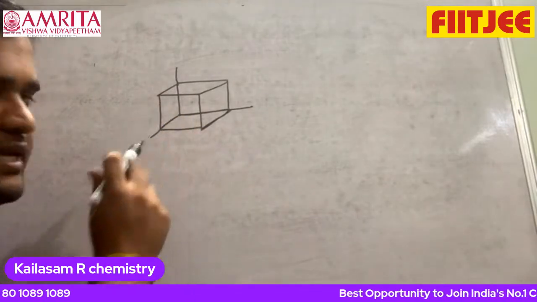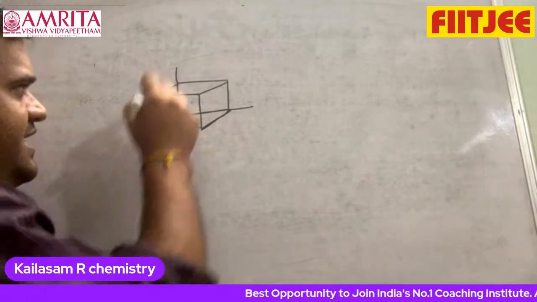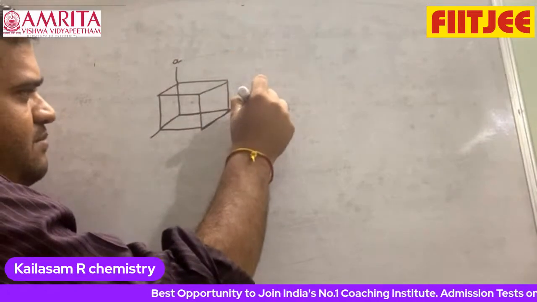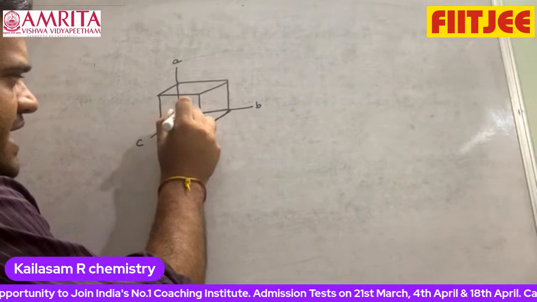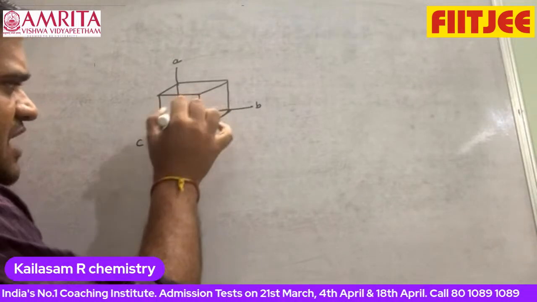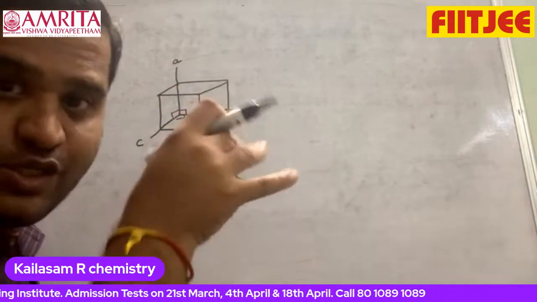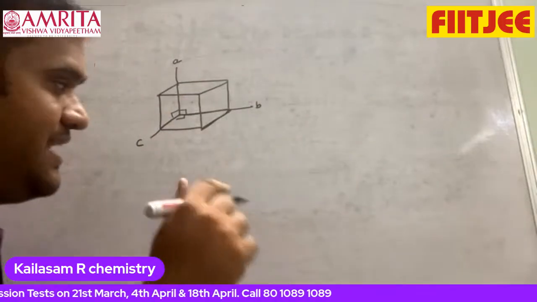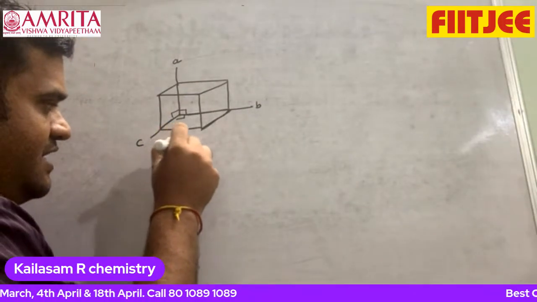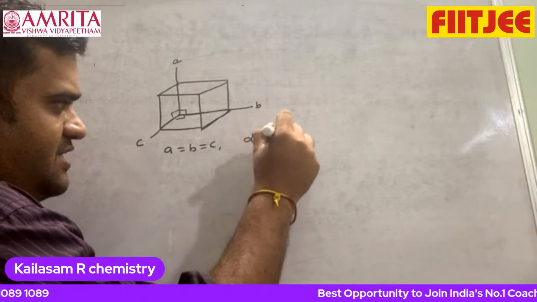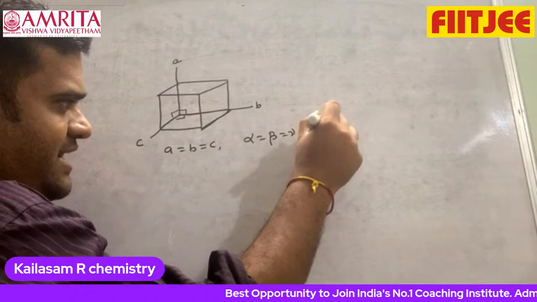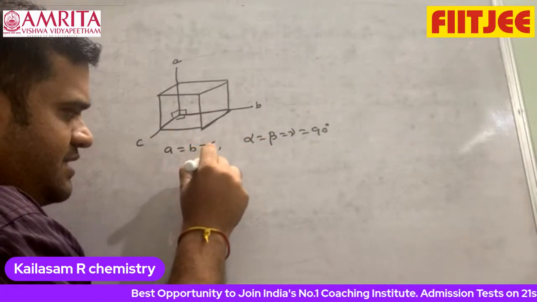So the unit cell depends on 6 parameters. These are the edge lengths, I can say this is A, B, and C, and the angles, which we can call alpha, beta, and gamma. Based on this, when A is equal to B is equal to C, and alpha is equal to beta is equal to gamma is equal to 90 degrees, we say it's called cubic.